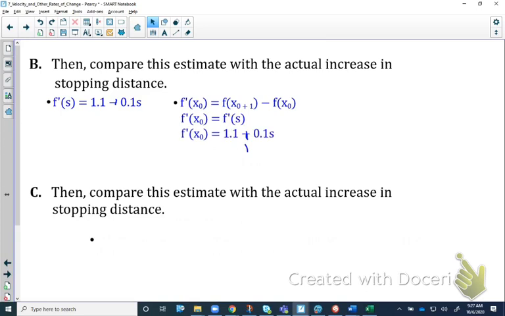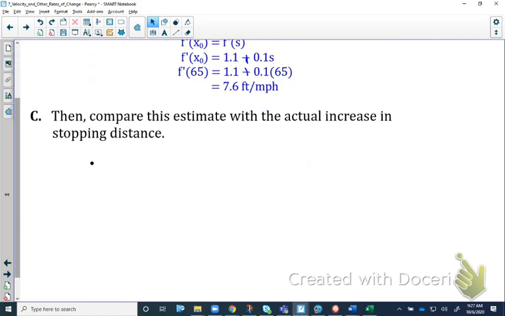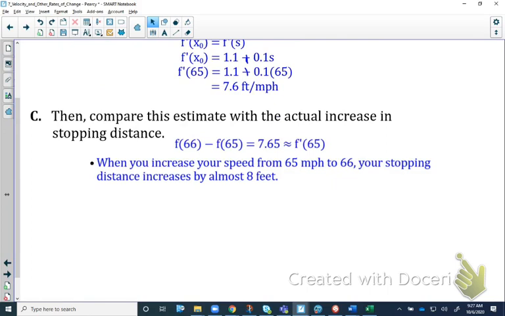Okay, so here, taking my derivative in this case, at 65 we get about 7.6 feet for every mile per hour increase over 65. So the actual increase in stopping distance is 7.6 feet for every mile per hour you're traveling above 65 miles per hour. And the estimate that we got by just doing direct substitution was 7.65.